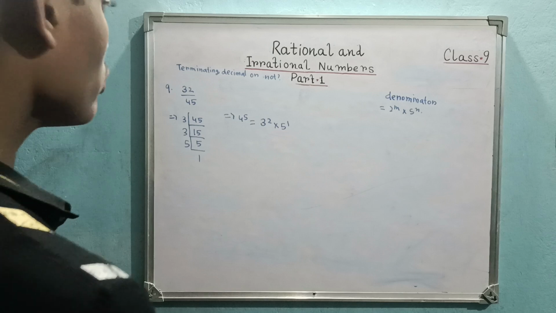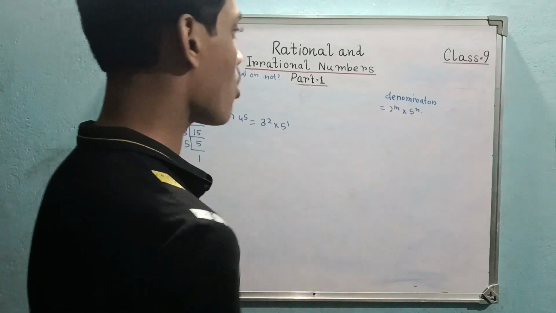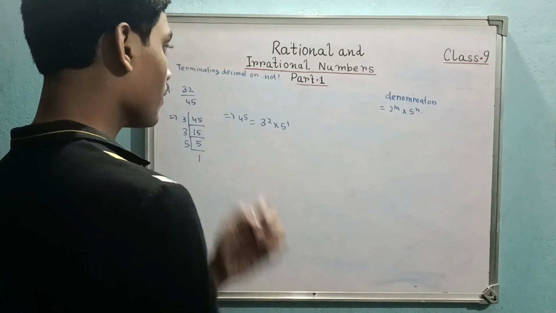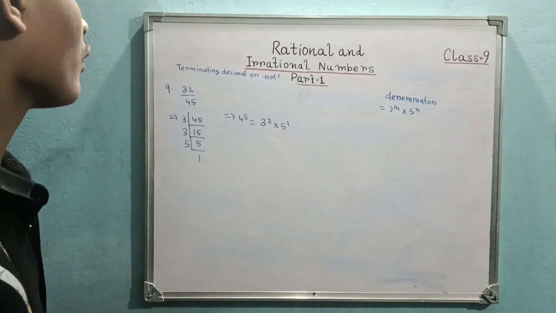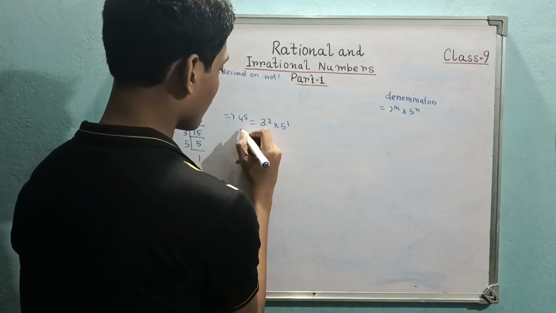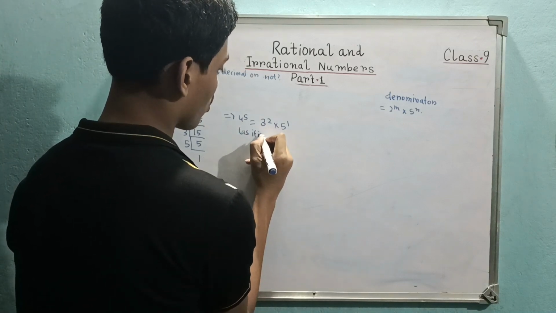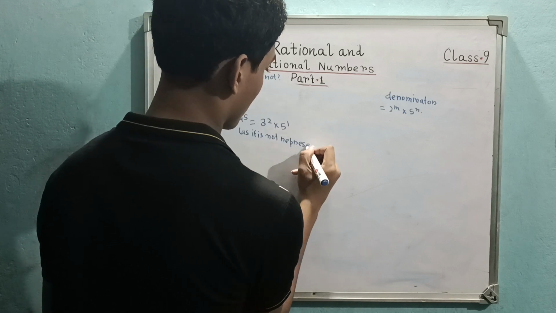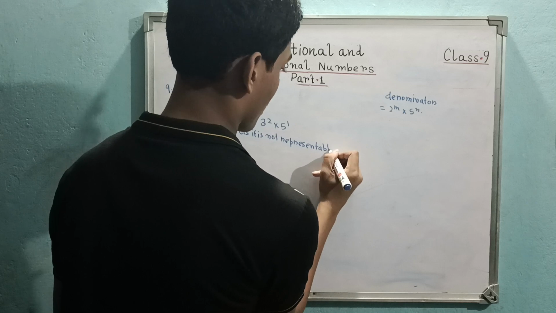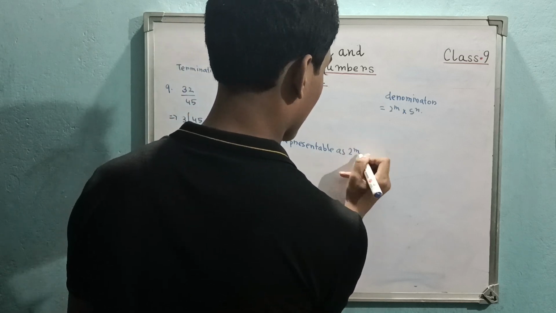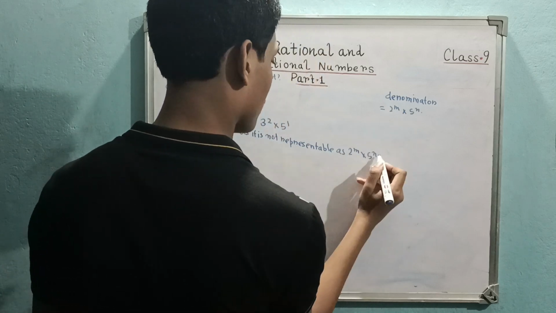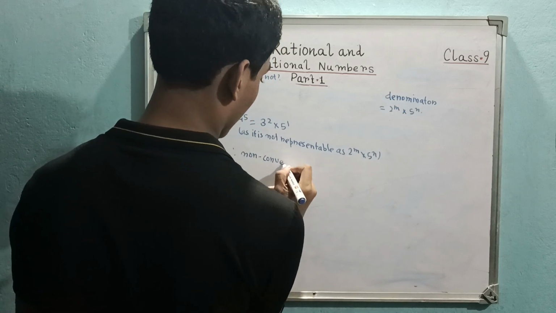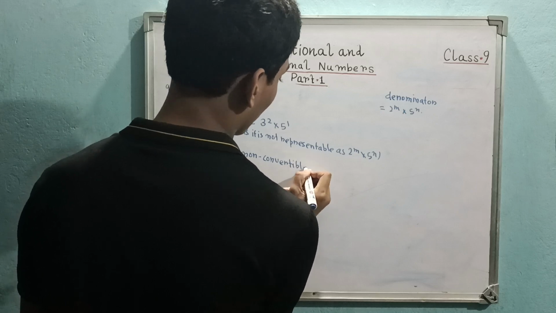If you also write it as 2 to the power 0, then it is still not in the form 2 to the power m into 5 to the power n. 3 is the protagonist here. So, as it is not representable as 2 to the power m into 5 to the power n, therefore it is non-convertible. So this was the answer in this case.